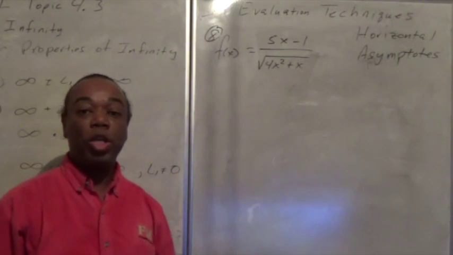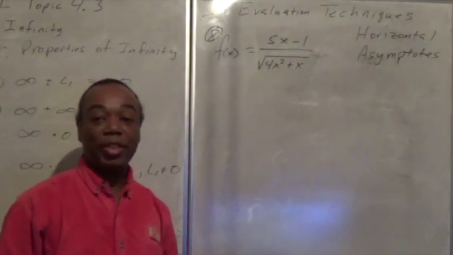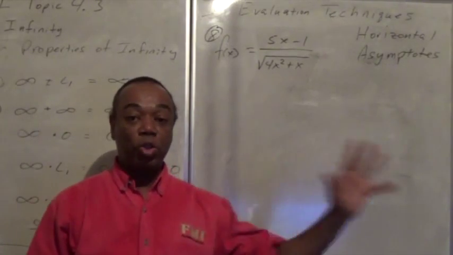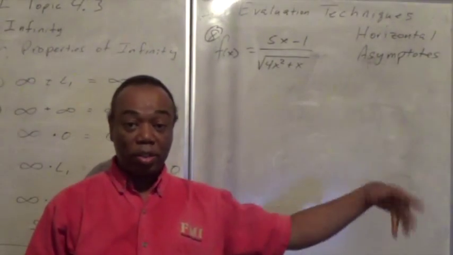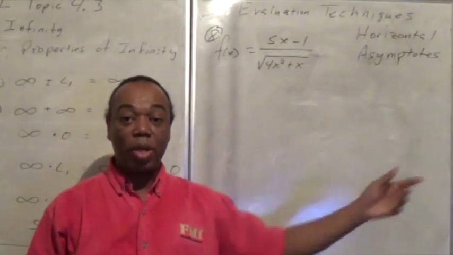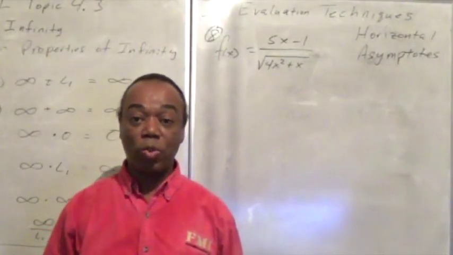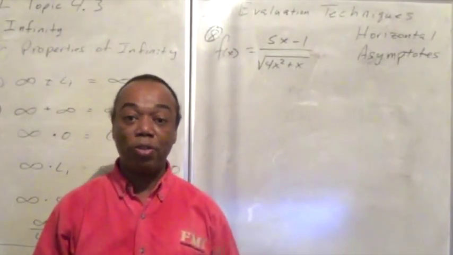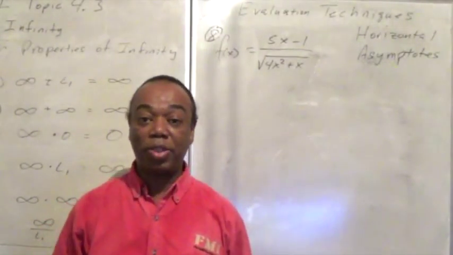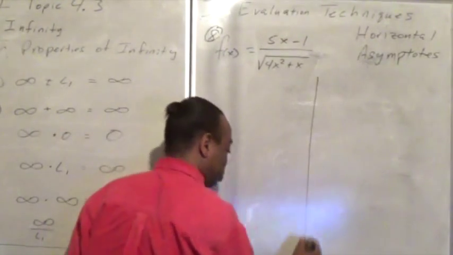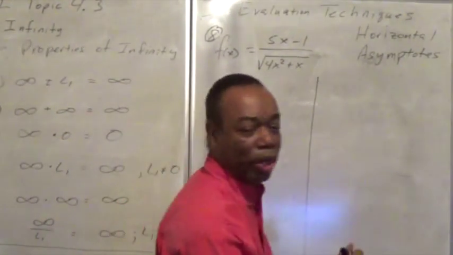Number 8, we're looking for horizontal asymptotes. For horizontal asymptotes, we have to look first to the right as x goes to infinity, see what asymptotes we have that way. And then we have to look to the left as x goes to negative infinity and see what asymptotes we have there. So we have to do this basically twice for the right and the left sides. So let's work on the right side first.